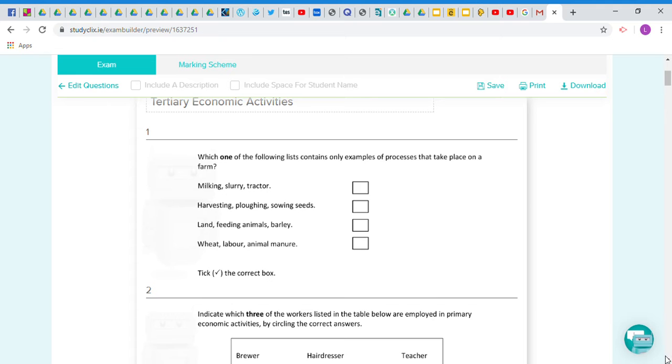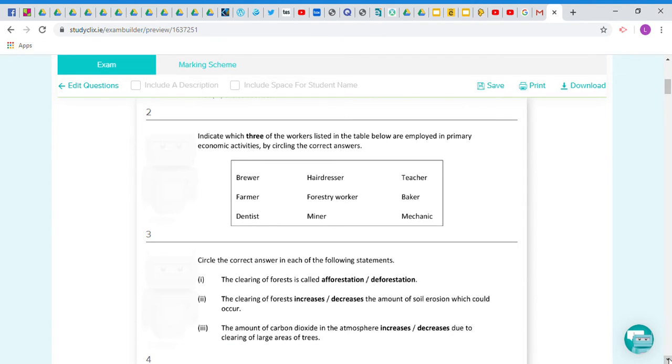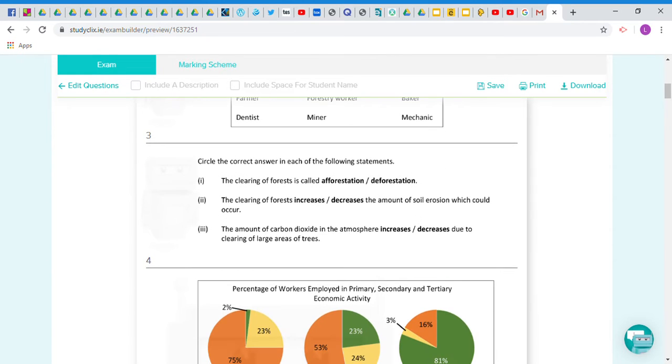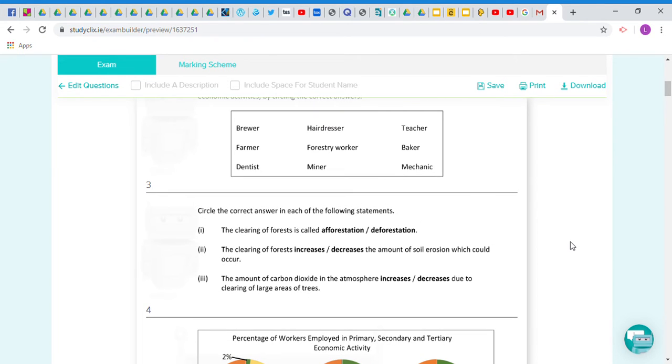Now the second question. Indicate which 3 of the workers listed in the table below are employed in primary economic activities by circling the correct answers. So again, primary, they're taking something directly from the Earth's surface. Brewer, farmer, dentist, hairdresser, forestry worker, miner, teacher, baker and mechanic. So the answers here are your farmer, your forestry worker and your miner.